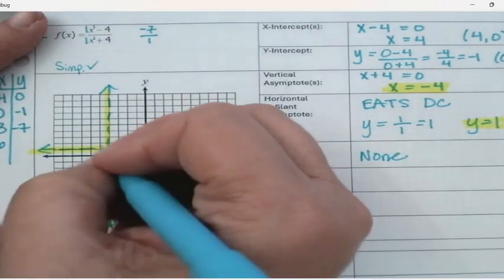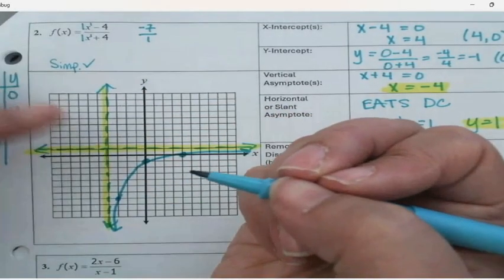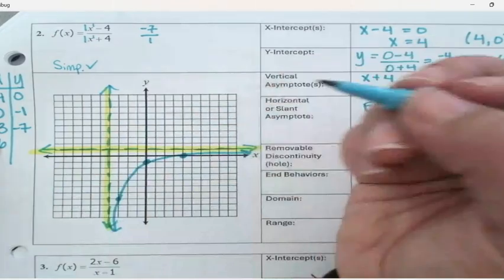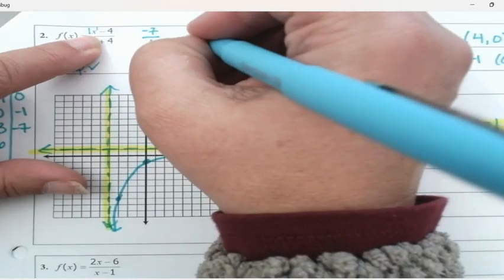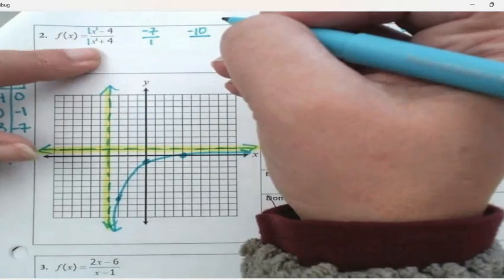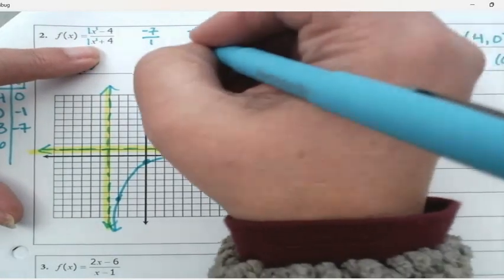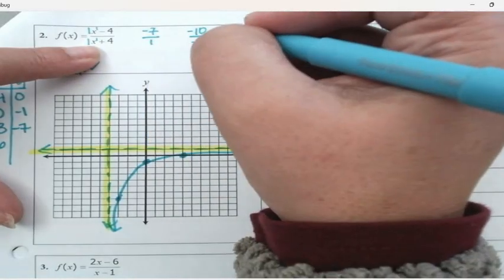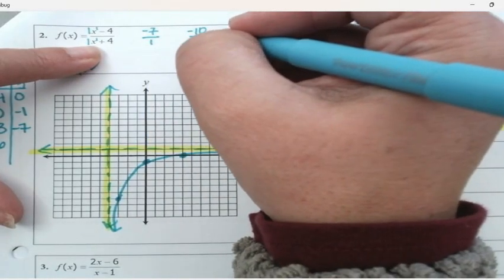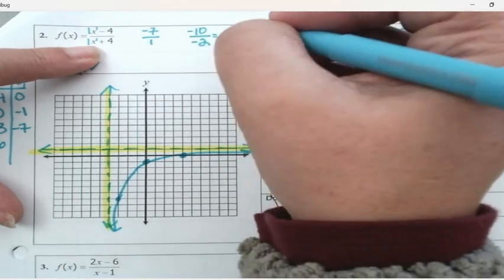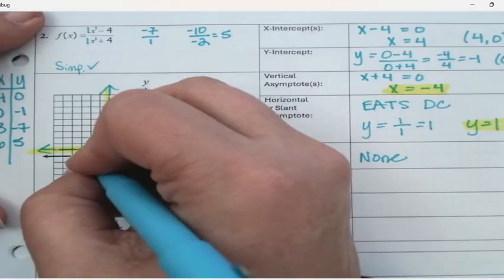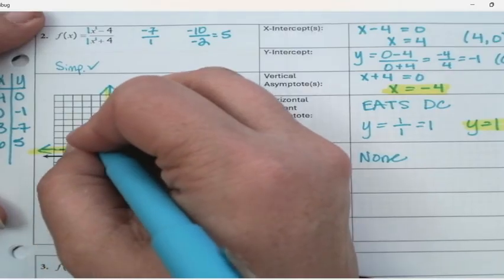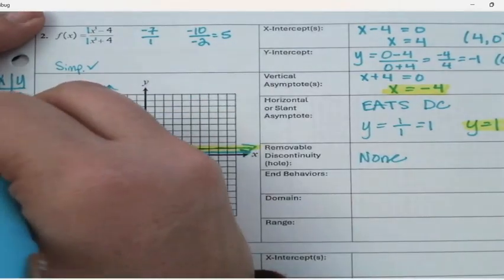So I'm going to try -6, okay? I don't want to do -4 because that's my asymptote. I'm just going to jump to -6 and see what's happening. So -6 minus 4 is -10 over -6 plus 4 is -2. And what's -10 over -2? That's +5. So -6, 5. So it must be up here.